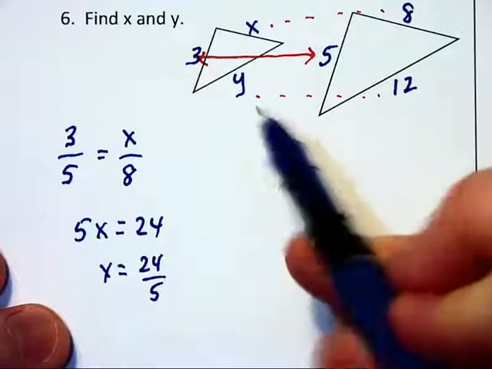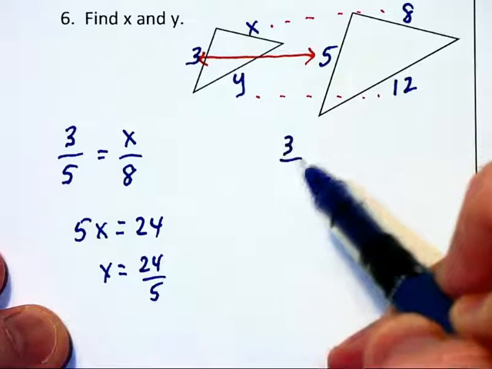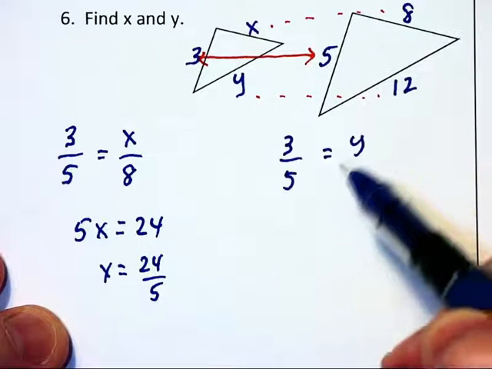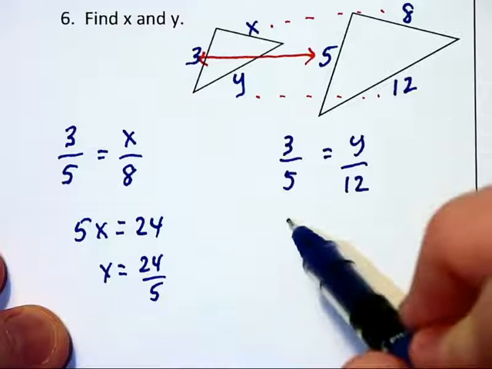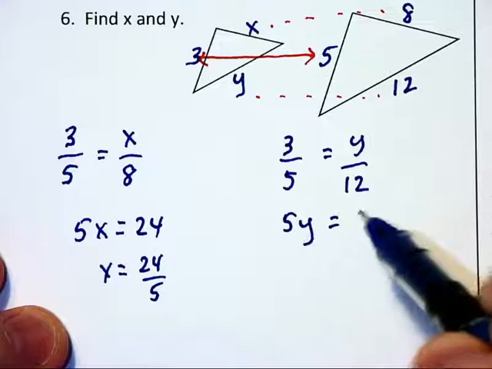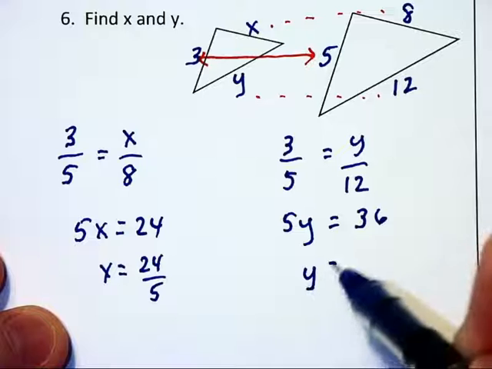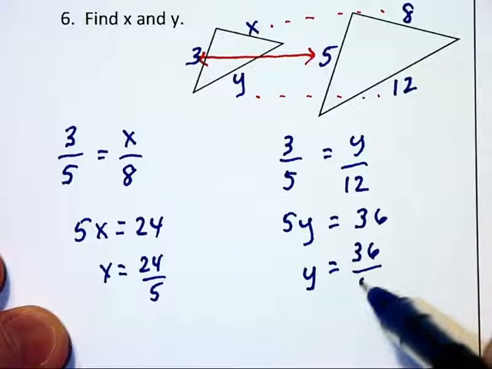Likewise, I can set up an equation with the y's. 3 over 5 matches y over 12. Cross multiplying, we have 5y equals 36, and therefore y is going to equal 36 fifths.